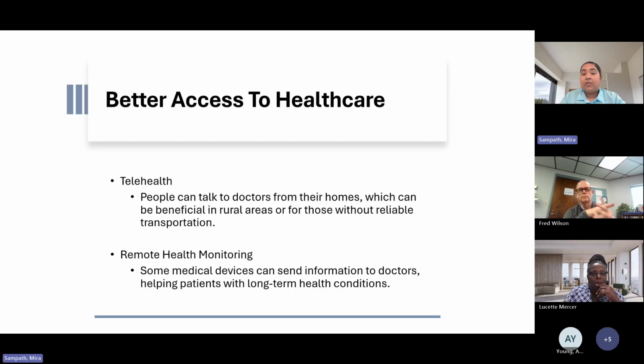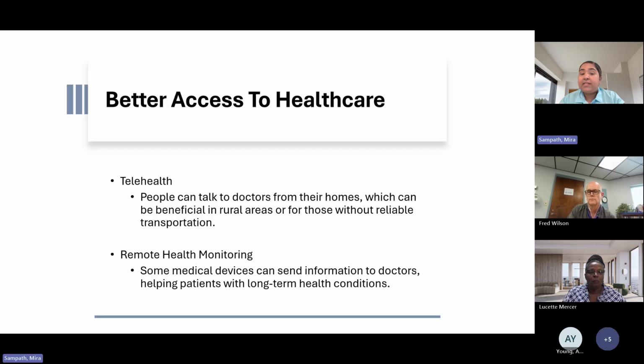So better access to healthcare. Of course, telehealth is probably the thing that comes up the most. People can talk to their doctors from their homes, which can really be beneficial in rural areas or even for those who don't have a reliable source of transportation. So really, telehealth can be that main piece that helps you go from not having care to accessing care. Remote health monitoring or remote patient monitoring.